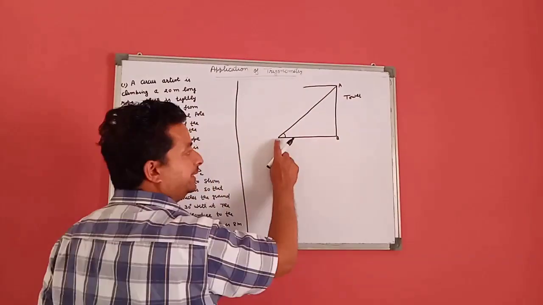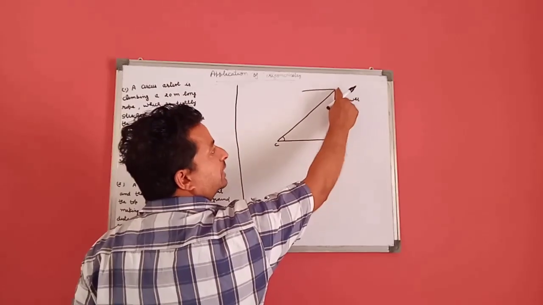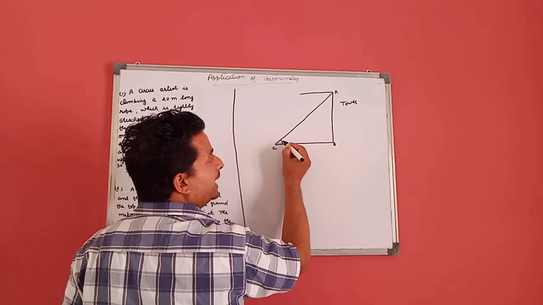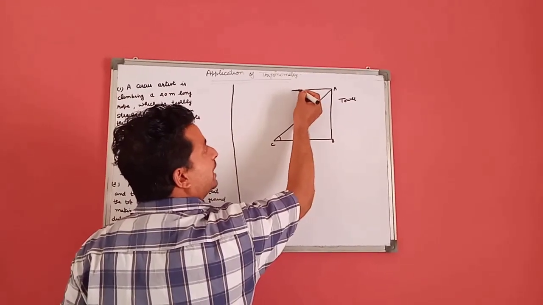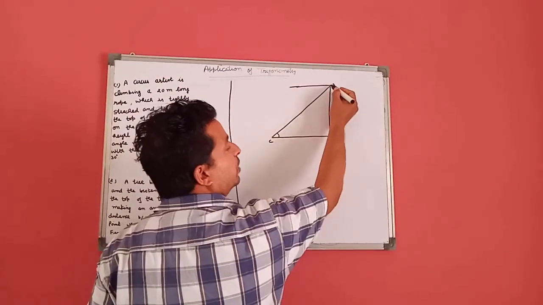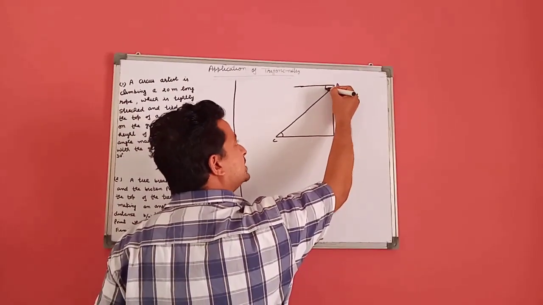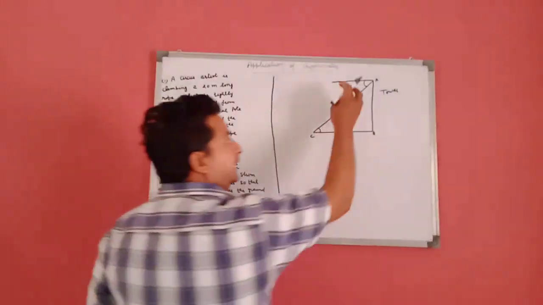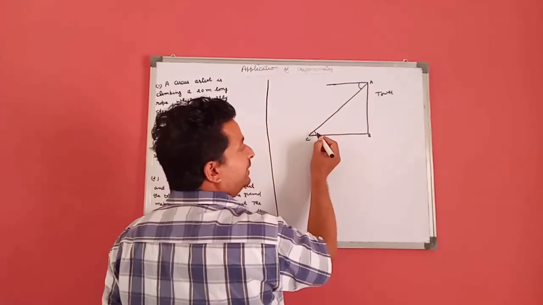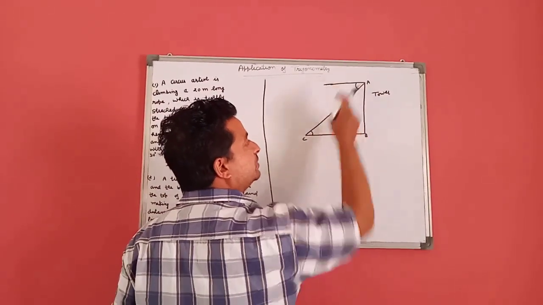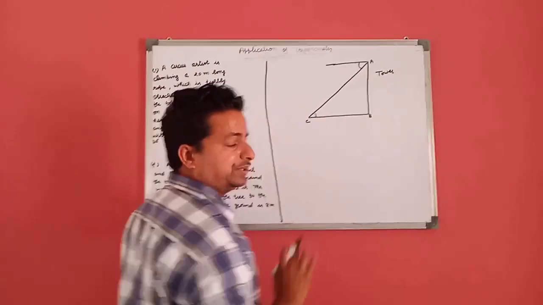When we stand here and watch the top of this tower, this is called angle of elevation. And when we stand here and watch this point from the top of the tower, this is called angle of depression. The angle of elevation is always equal to the angle of depression.